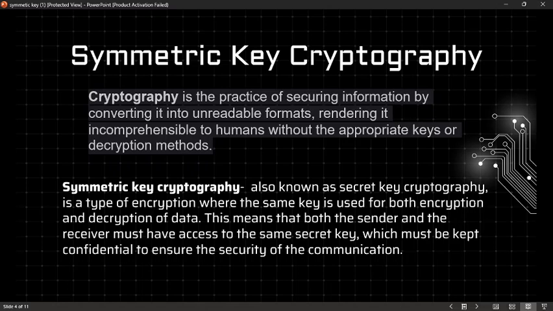Okay, cryptography has two types of keys. From them we are going to discuss symmetric key cryptography. It is also known as secret key cryptography. It is the type of encryption where the same key is used for encryption and decryption of data. This means that both the sender and receiver must have access to the same secret key, which must be kept confidential for the security of the communications. So this definition is saying that both receiver and sender have the same secret key to do data encryption and decryption. Okay, let's move further.